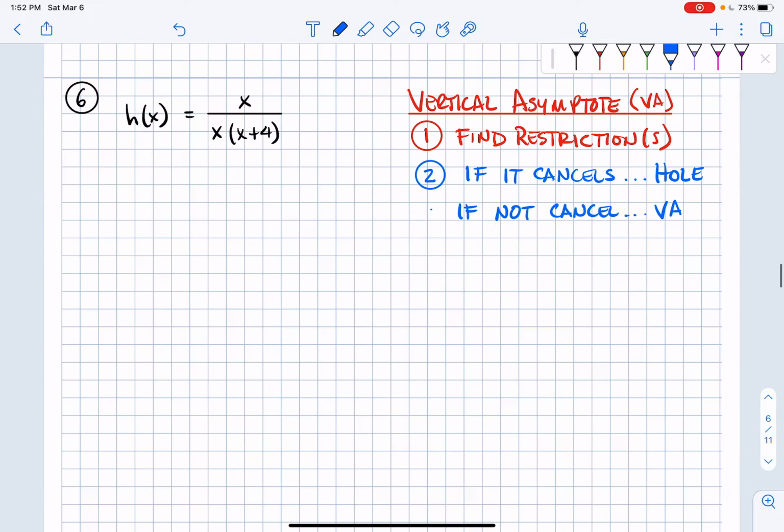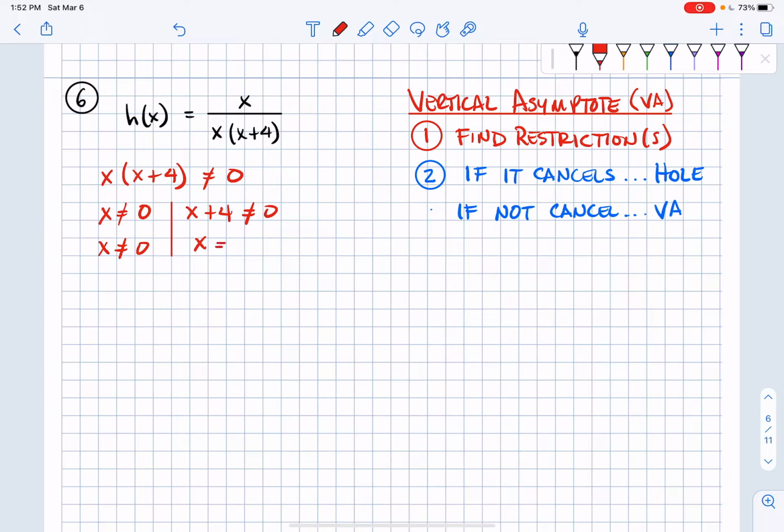Number 6 wants me to find the vertical asymptote. Okay, in that case, I need to find my restriction. So number 1, I take the denominator and set it equal to 0, or say that it cannot be 0. So that means I have x cannot be 0, and x plus 4 cannot be 0. Okay, so again, x cannot be 0, and x cannot be negative 4.